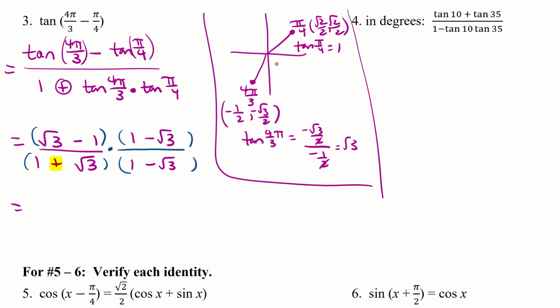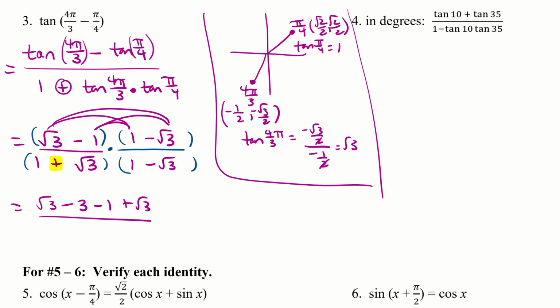And then I need to expand or FOIL or multiply this out. I'll get root 3 minus root 9, which is whole number 3, minus 1, and then plus root 3. So the root 3's are like terms on the numerator. So I would end up with a negative 4 for the integer portion and then plus 2 root 3. You could certainly choose to write that where the 2 root 3 is first and then the minus 4.